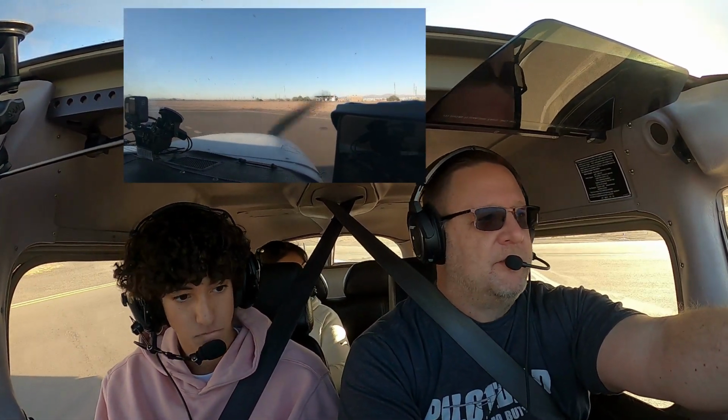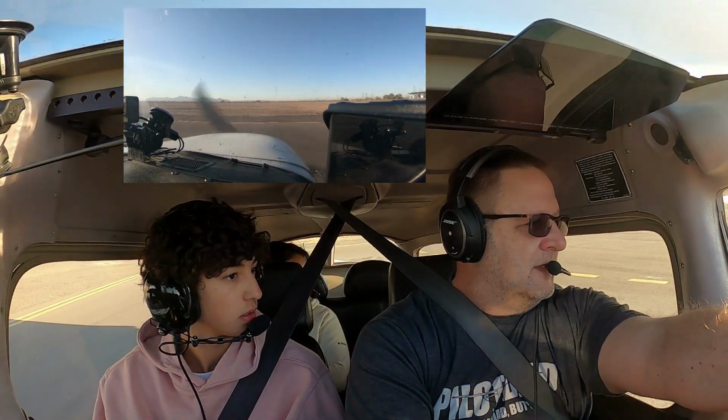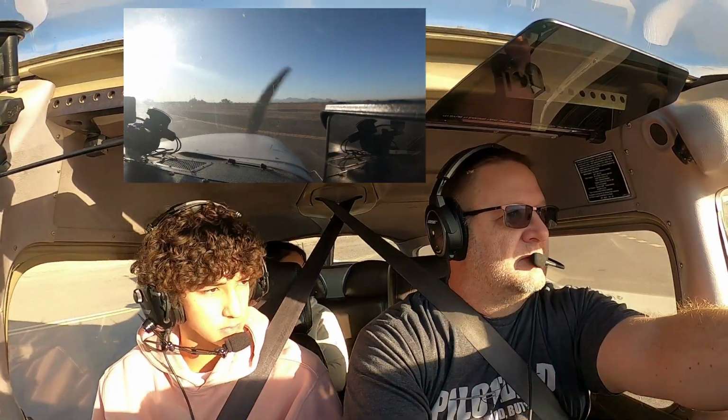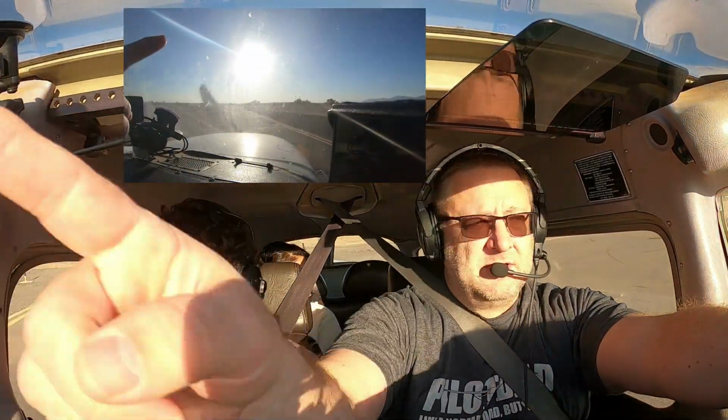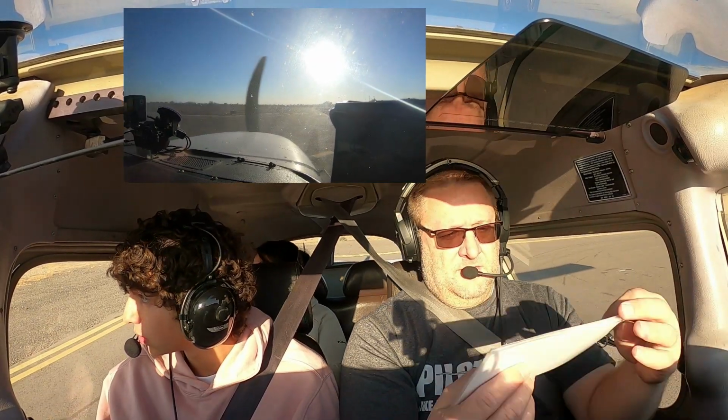This is what they call a run-up area. We're going to test out the engine before we go, because we don't want to have problems. There's an airplane landing right there. Okay.